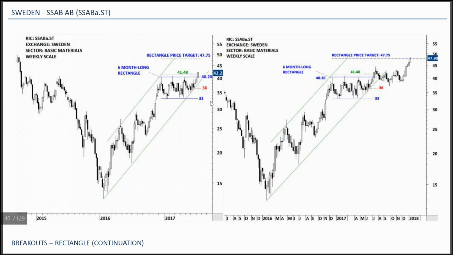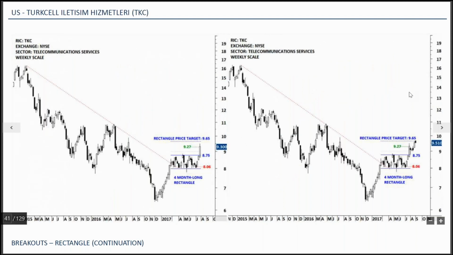Here's another Swedish company, a clear rectangle chart pattern, a 6-month long rectangle. You can see that the rectangle formed in a steady uptrend, and when you connect these two highs and the lows, you can see that this also formed a nice parallel trend channel. So the lower boundary acted as a support, the breakout was followed by another consolidation, and the stock reached its chart pattern price target.